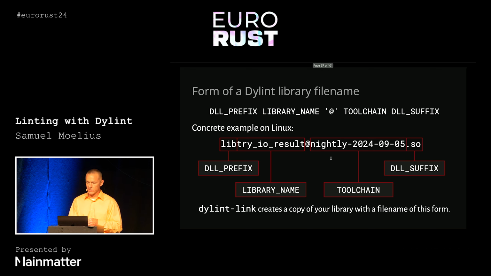I just want to emphasize that if you're using dylint-link as your linker, then what dylint-link will do is detect when you're building this shared library, and it will create a copy and insert this toolchain. So the point is, if you have set up dylint-link as your linker, you will never think about this problem, because it will always ensure that your libraries have file names of the appropriate form.